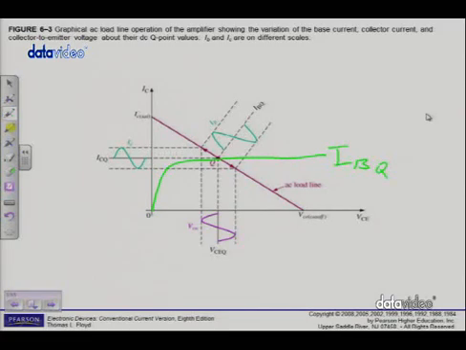I want my Q point to be approximately in the middle of the line, because I know for linear operation I want my amplifier to operate between the cutoff and saturation points. Otherwise I do get distortion.